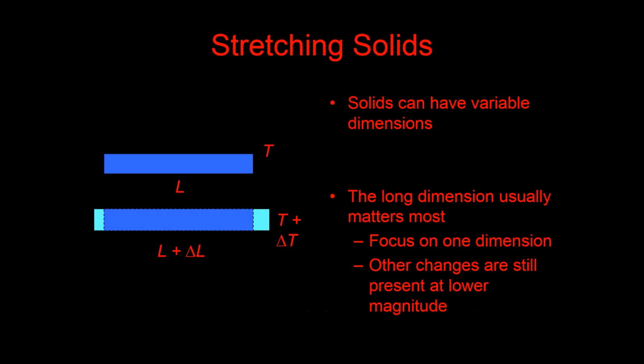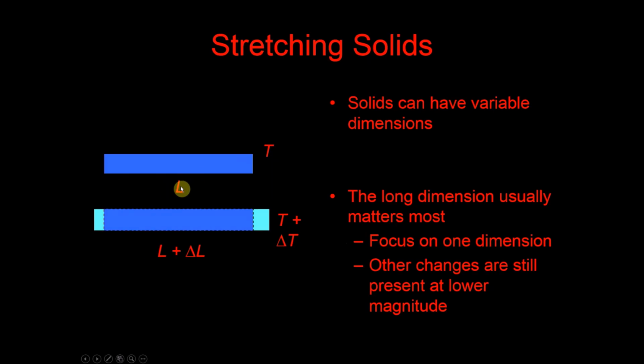So solids are not stuck in one dimension. If you buy 20 feet of steel, you might get 20.3 feet of steel under the right circumstances. So here's a metal bar at some length, which we'll refer to as L, at some temperature T. And it's usually the longest dimension that we talk about most. So we might see volume expansion. I'll mention this as we go, but right now let's look at length.